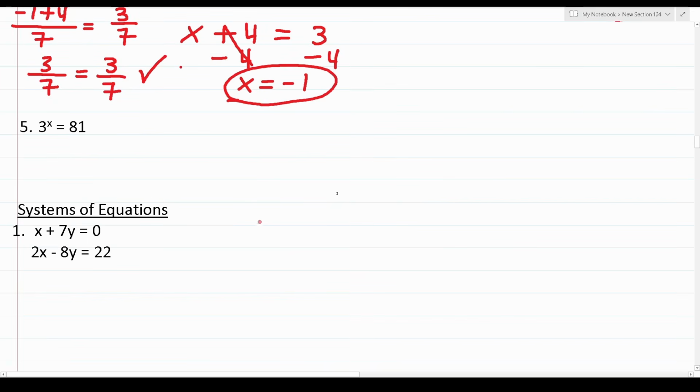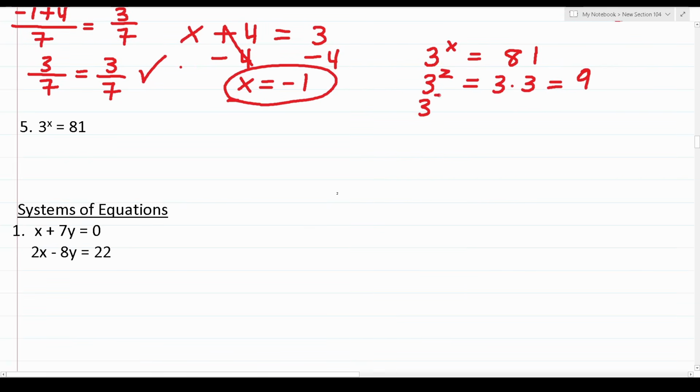Let's take a look at number 5 here. For number 5, I'm going to work that off to the side here. We have 3 to the x equals 81. So we're looking for a value of x that makes 3 raised to the power of x equal 81. Well, let's think about it this way. What is 3 squared? 3 squared is the same as 3 times 3, and 3 times 3 is 9.